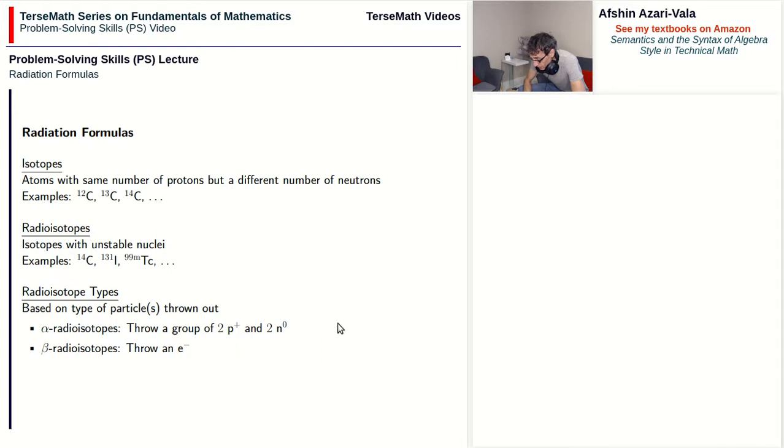This electron is generated from the splitting of a neutron into a proton and an electron. The proton stays behind in the nucleus, and the electron is thrown out at high speed, close to the speed of light. Gamma radioisotopes throw out a photon, and there are others.